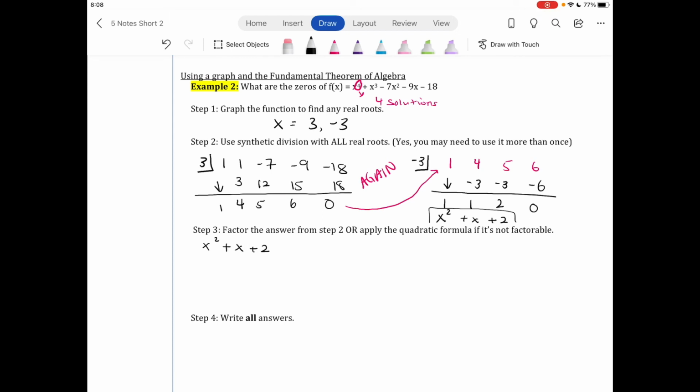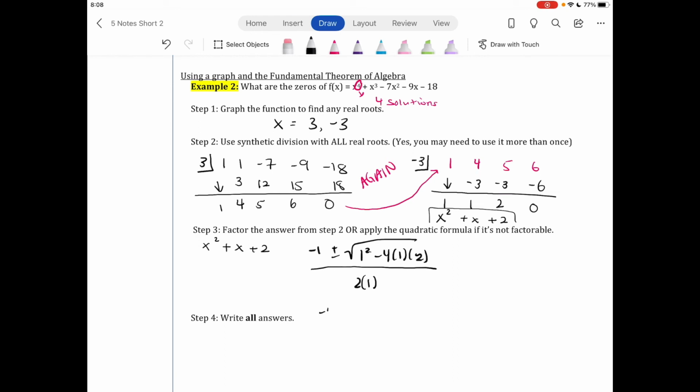We're going to take this answer now, and we can either apply the quadratic formula, or we can factor. There's nothing that's going to multiply to a positive 2, but add to a positive 1, so we're going to use the quadratic formula in this case. So we have negative b, or negative 1, plus or minus the square root of b squared, minus 4 times a, which is 1, c, which is 2, all over 2 times a, which is 1.